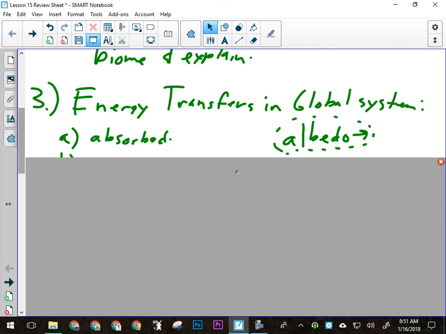Whether it is absorbed or reflected is based on albedo. Remember that albedo is the reflectivity of the surface. High albedo is highly reflective. Low albedo is very absorbing. So we need to remember terms like that. There'll be something like, here's a location, tell me what happens to the sunlight. You just basically have to explain.